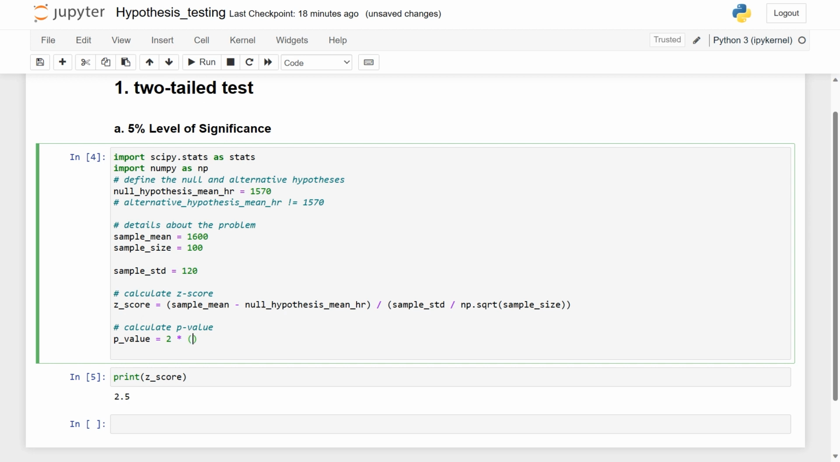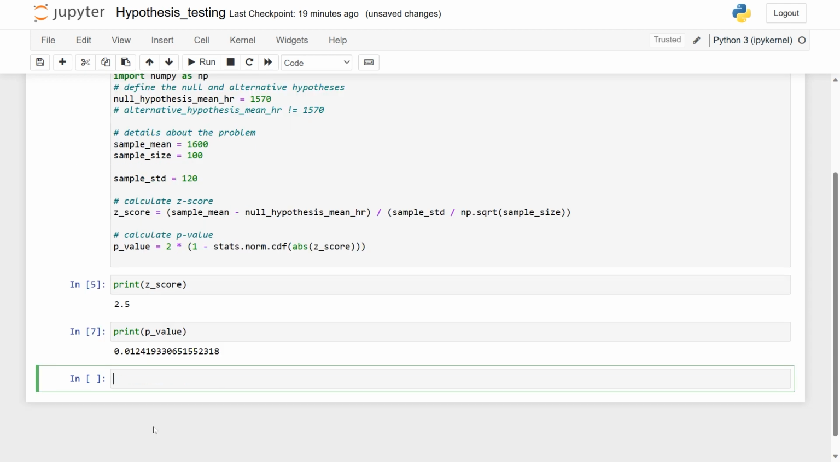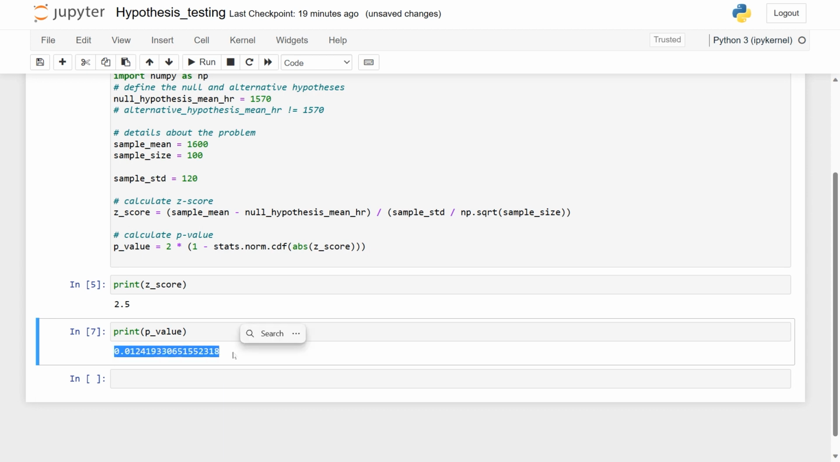And 1 minus stats.norm.cdf, which is the cumulative distribution function, and then the absolute value of the z-score. Let me check the z-score here. Yeah, and that's it. Let me print the p-value here, and we got around 0.0124. That's the probability value we got.